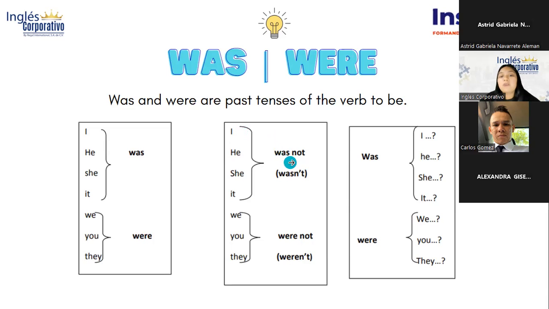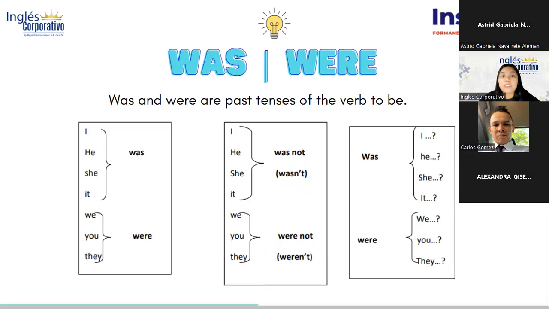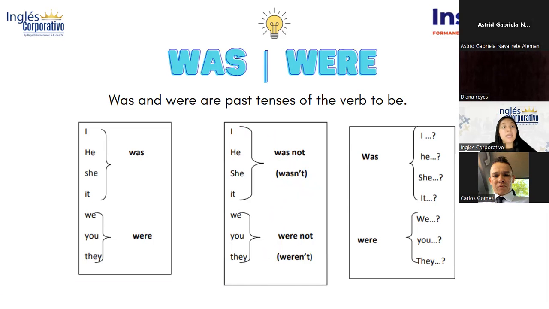Si usted se fija, lo que vamos a hacer es poner was not, y la contracción, si la quiere utilizar, the contraction is wasn't, okay? Lo mismo con were not is the same as weren't, yeah?